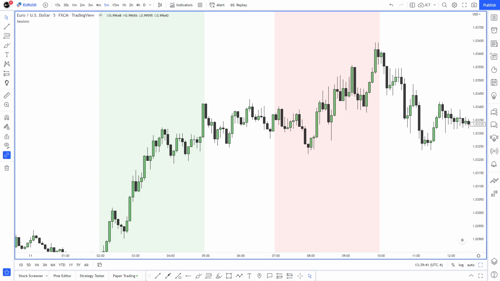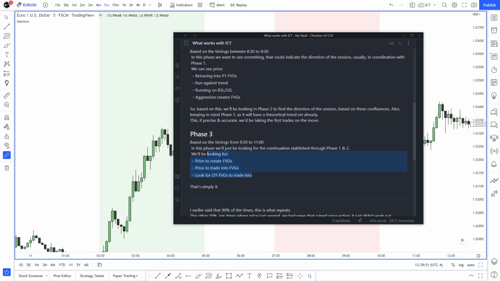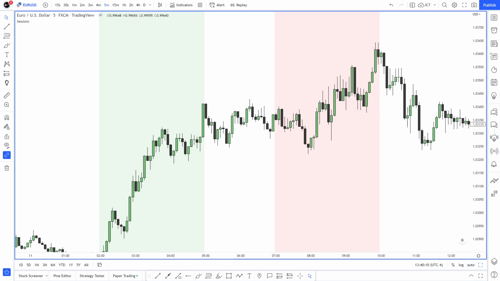So phase 2, 8:30 to 9:30, and then what I call phase 3, although I don't really use that concept too much. And let me see what I have written about phase 3. 9:30 to 11, we'll just be looking for the continuation established through phase 1 and phase 2. Price creates the fair value gaps, price trades inside of those, and then we look for lower time frames. That's simply it. That's literally what we wait for on phase 3. It's just price has already set a trend, and now it's just respecting that. Simple as that.